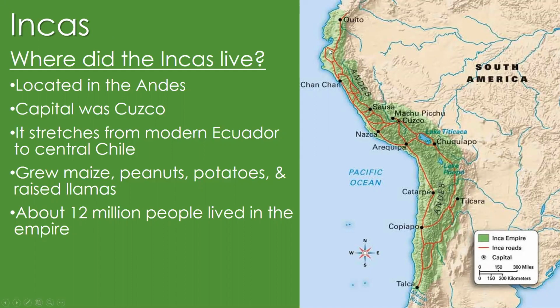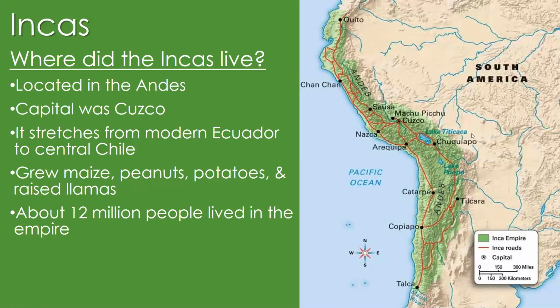It's a very interesting place to be located. And they had the capital of Cusco, which is located in present day Peru. It stretches from modern day Ecuador all the way to central Chile. They grew maize, peanuts, potatoes, and raised llamas. That's a fun fact. And about 12 million people lived in this empire at this time.